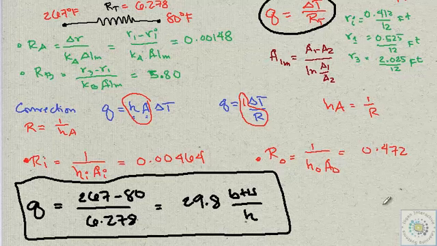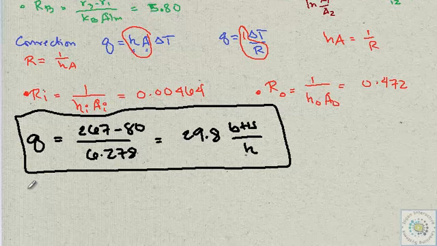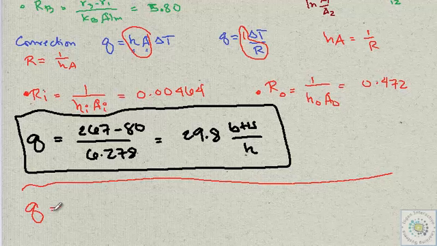And for letter B of the problem, it asks to repeat the calculation using the overall heat transfer coefficient UI based on the internal area. What do you mean by that? Simply, Q could also be calculated not using the resistance form, but by lumping the convective heat transfer and the conductive heat transfer. One could just generalize the equation into Q equal to U A delta T.